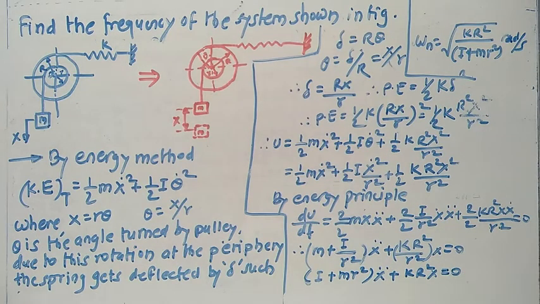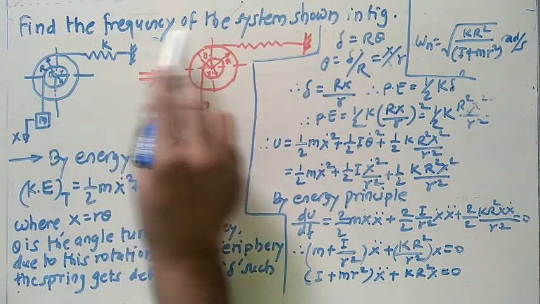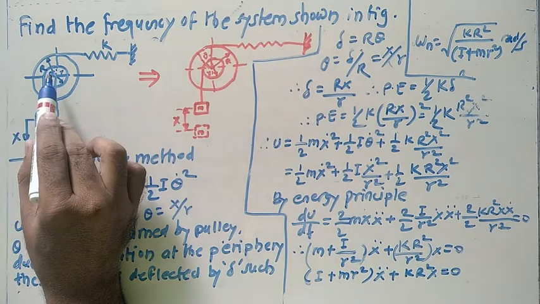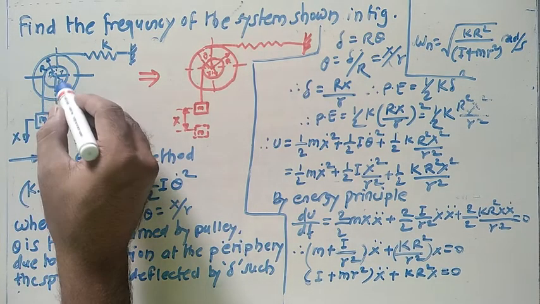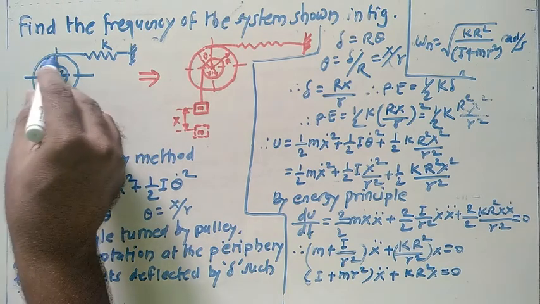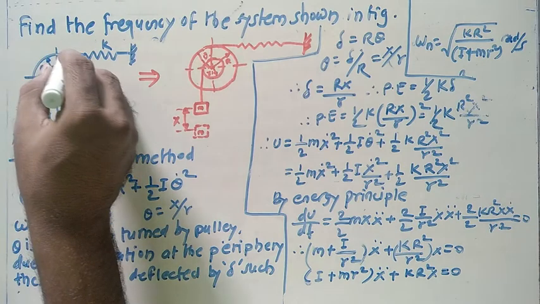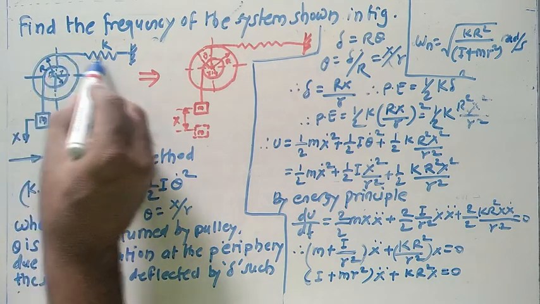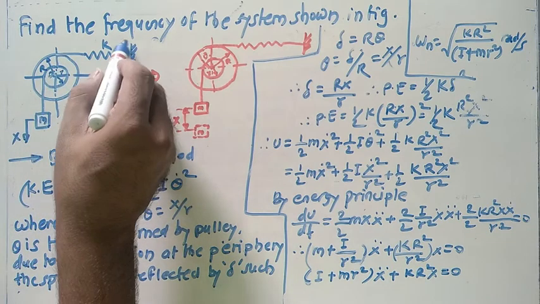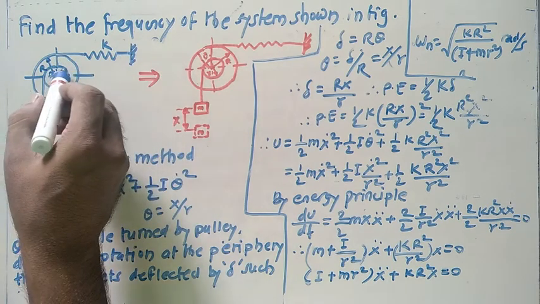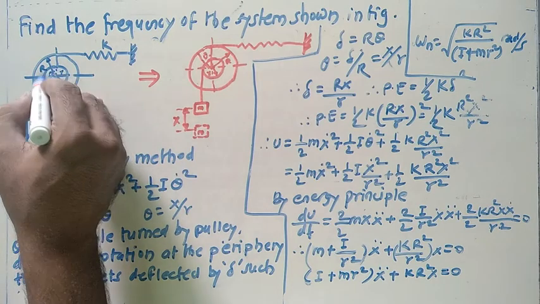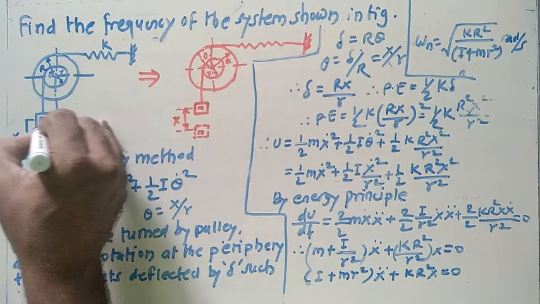So let us start the next problem. Find the frequency of the system shown in the figure. The system consists of one mass attached at the inner step of this pulley, on the outer periphery of this pulley. The spring is connected towards one side, and the other end of the spring is connected to the fixed end, and here with the help of this string towards the inner side of that pulley, the mass is attached.